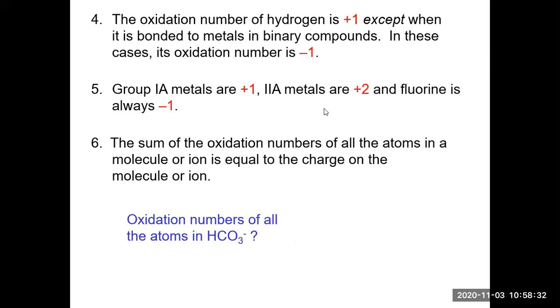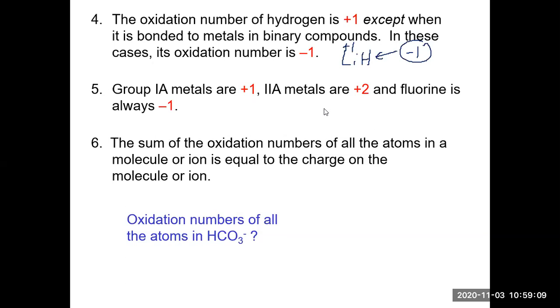When we look at the oxidation number of hydrogen, it is usually +1. The only time it's really not +1 is when it comes after a metal. So like LiH, that is hydride, which means it would be -1 in this case because the lithium is +1. So most of the time hydrogen is going to be +1, but if you see it after a metal, it will be -1. Group 1 is always +1, group 2 is always +2, and fluorine is always -1.